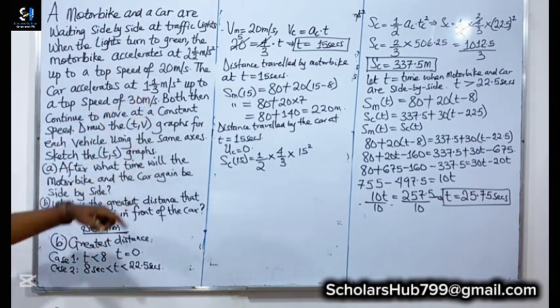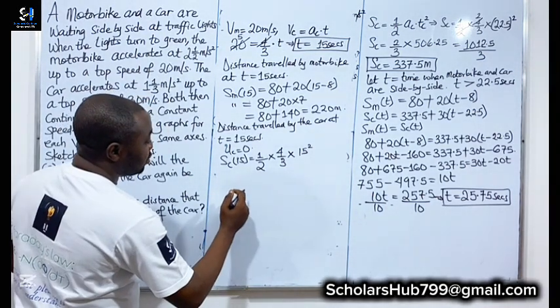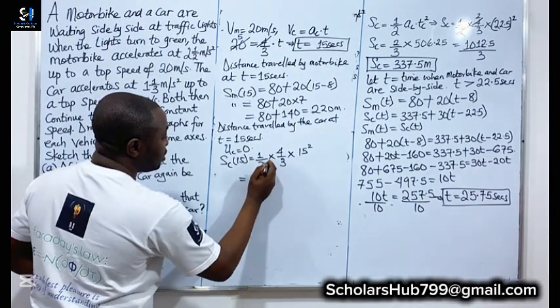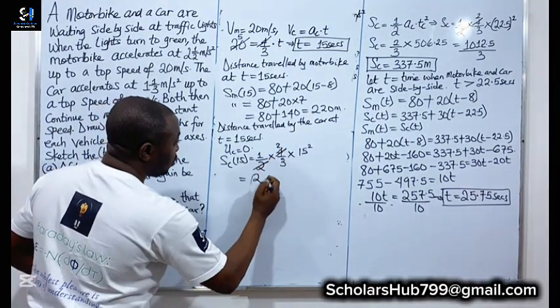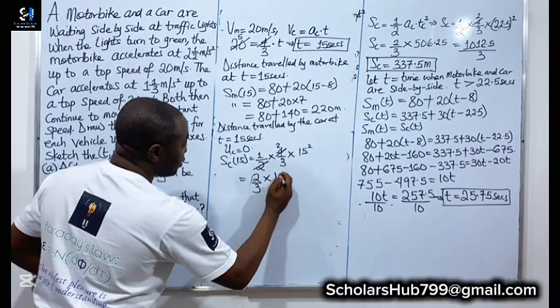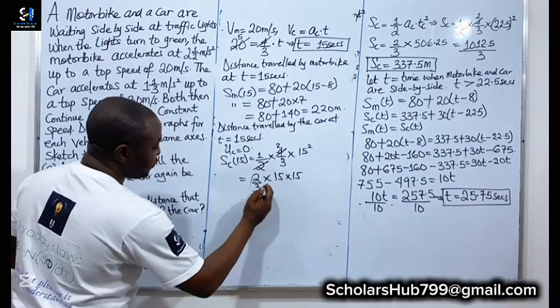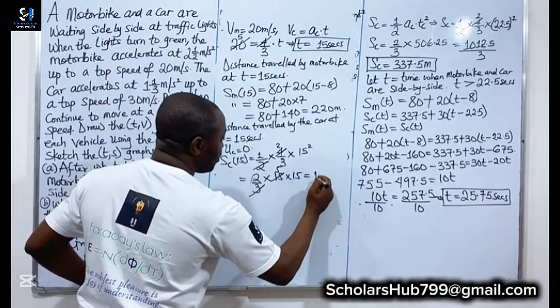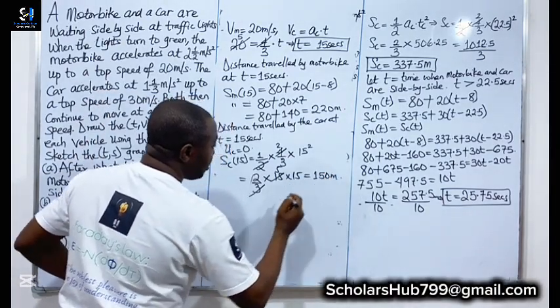So that will be 4/3. Okay, so this will be 1/2. Okay, this is going to be 2/3 multiplied by 15 times 15. This is 5. 5 times 2, 10. So this is going to be 150 meters.